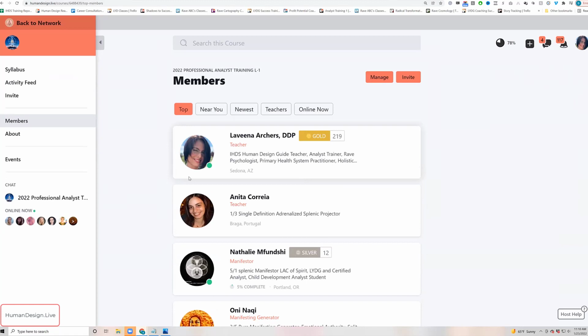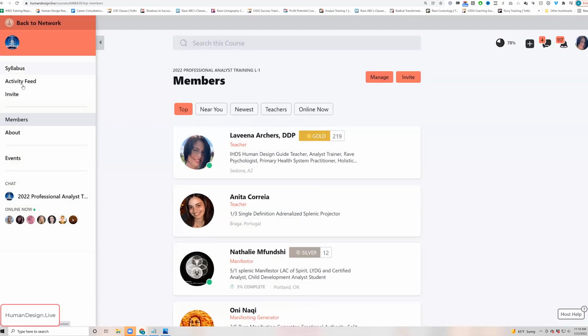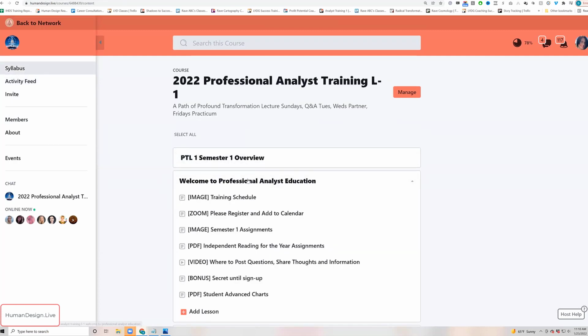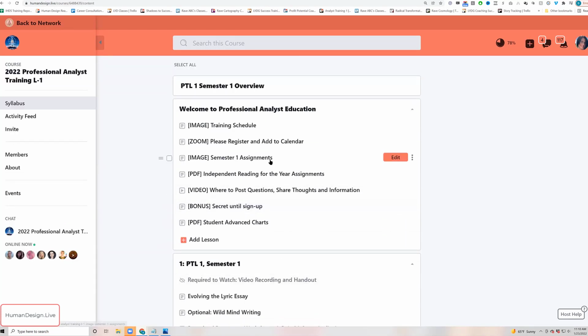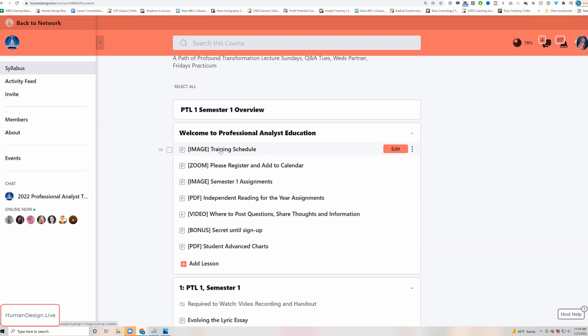And then under the chat, please keep that to technical, not about questions and discussion so much. Better to do that either under the activity feed, okay, or in the syllabus. You can post questions down below, wherever you find the information that you're confused or concerned about, okay? So that being said, we are going to look through these pieces.